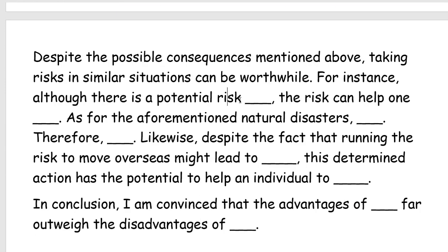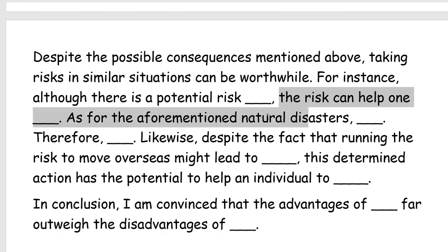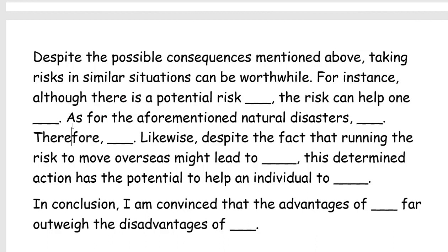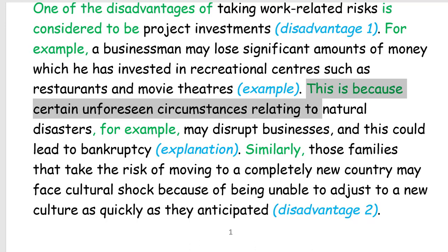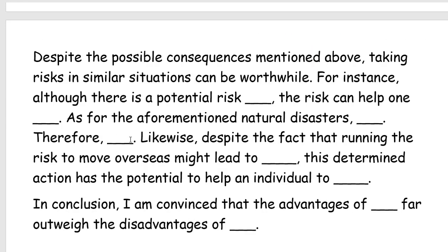Then, for instance, although there is a potential risk, so first we were talking about project investments, and you can mention here that the risk can help one, and here talk about the advantage of taking risk in, let's say, investing money in one particular business. Next, as for the aforementioned natural disasters, right? Because before I mentioned natural disasters here, this is because certain unforeseen circumstances relating to natural disasters. So I'm referring back to the previous paragraph.